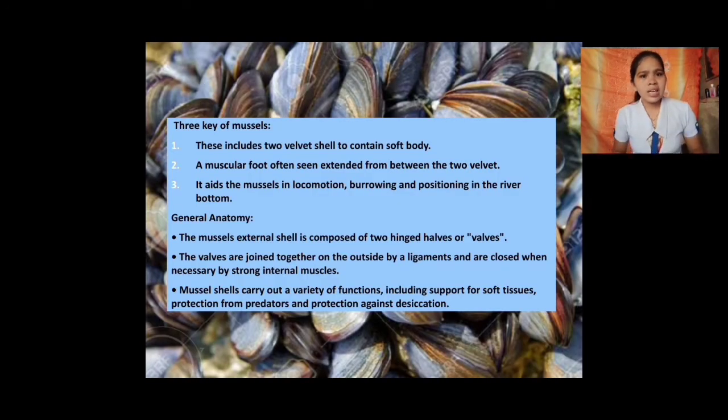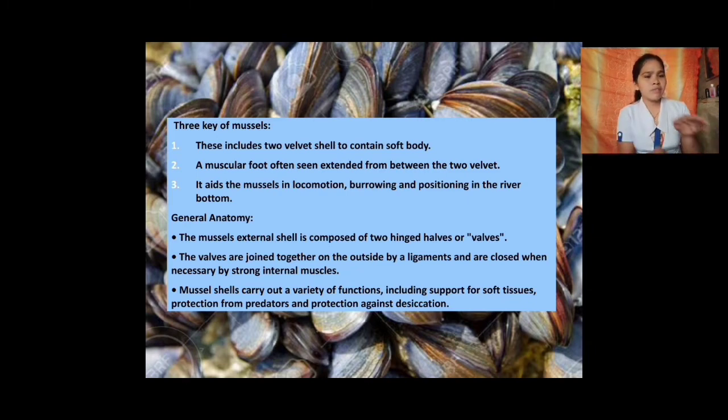They have two valves of mussels. These include two velvet shell to contain soft bodies. Nasay duha ka shell nga adunay unod nga humok nga unod sa sud. A muscular foot or fin extended from between the two valves.